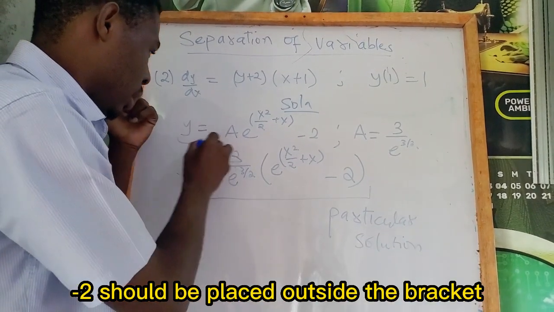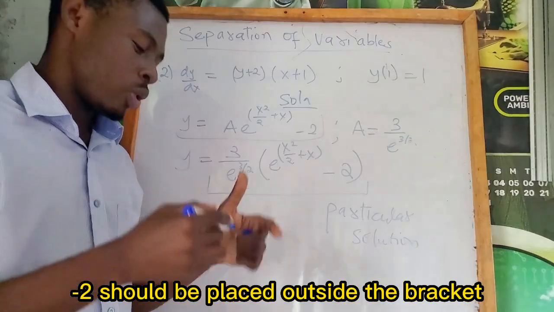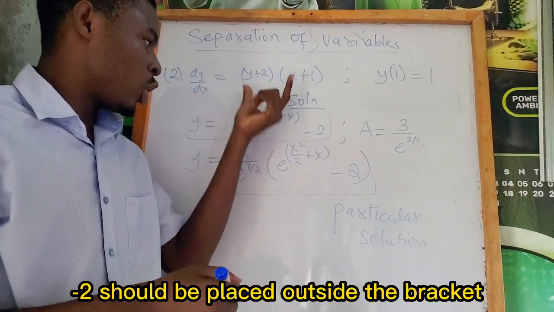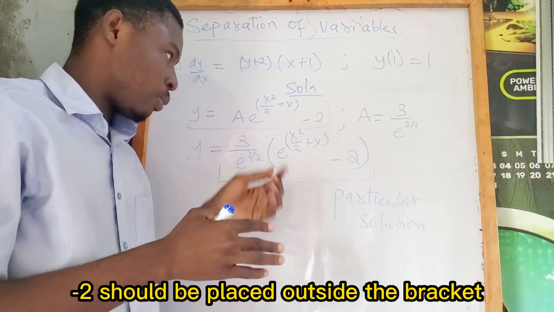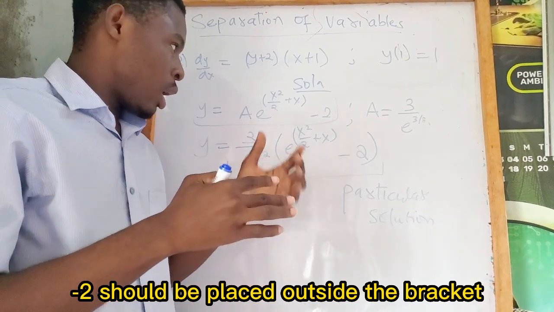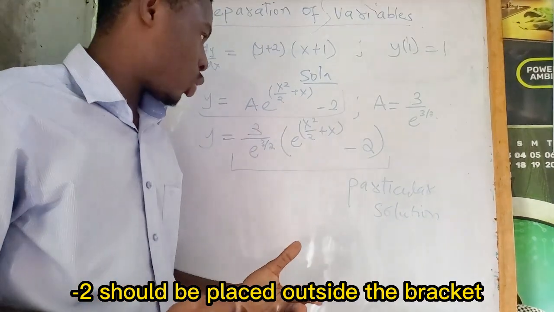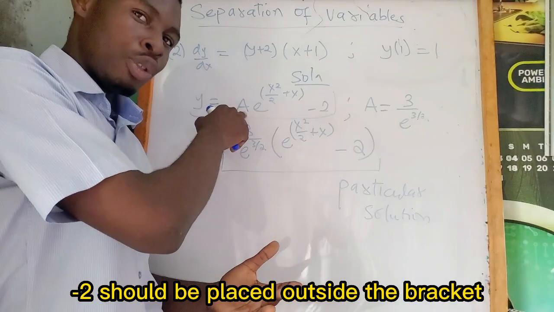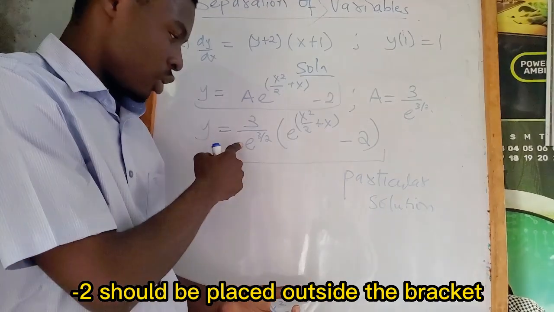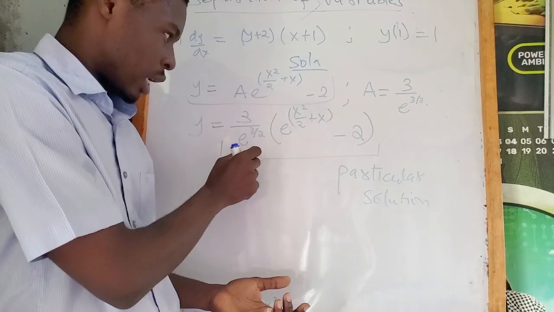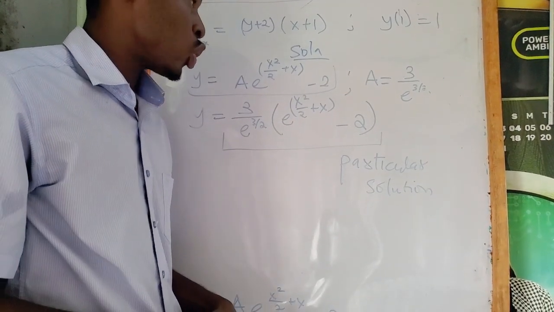This is the general solution. This is a particular solution. You can see the differences between the general solution and the particular solution. The general solution will always have an arbitrary constant. The presence of an arbitrary constant in the solution will tell you whether it is a general solution or a particular solution. You can see A is the arbitrary constant. It appears here, so this makes this the general solution. There is no A here. There is no arbitrary constant here, which tells us that this is the particular solution.